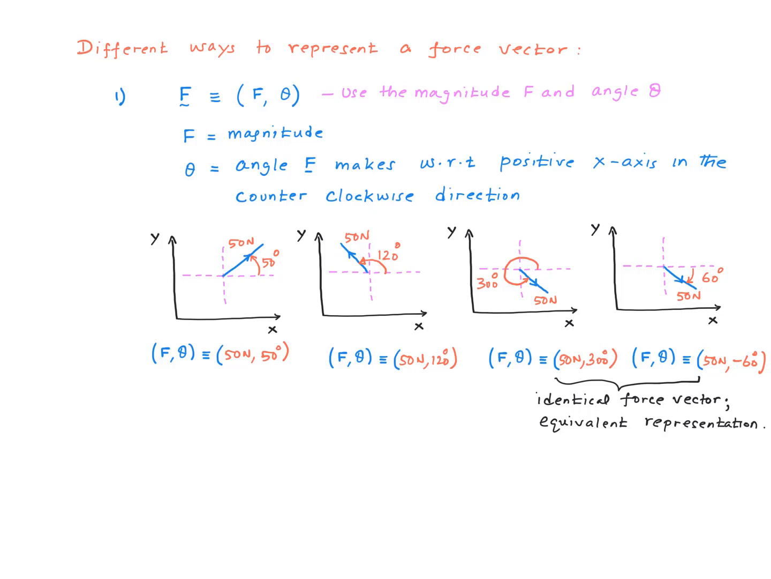The angle would be 120 degrees. Again, this 120 is measured in the standard way from the positive x-axis in the counterclockwise direction. For this force, the angle would be 300 degrees. For the same problem, if you decide to measure the angle in the clockwise direction, then you want to put a negative sign in front of that. So it will be minus 60 degrees. This is acceptable as well.